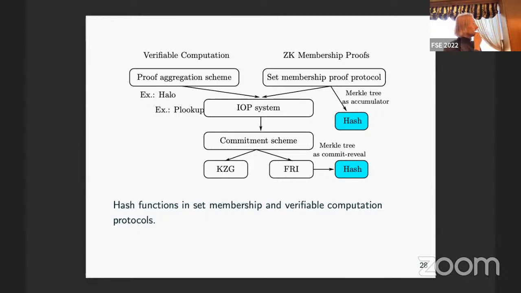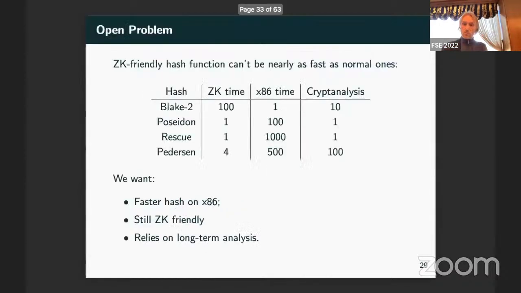One is at the level closer to the application level, if you want, where you want to prove membership of a set, for example, and then there you have Merkle trees, and you want to, in the end, again prove knowledge of a preimage of a hash function, and then you need this particular hash function. Also further down the technology stack, if you want, you again have use cases of such hash functions. So hashing all over the place. That feels like 2005, right?